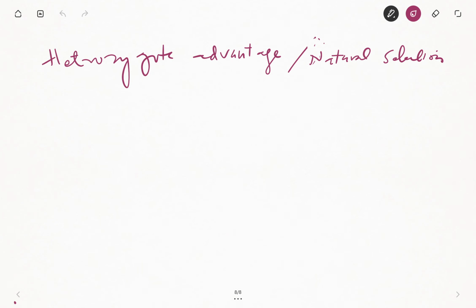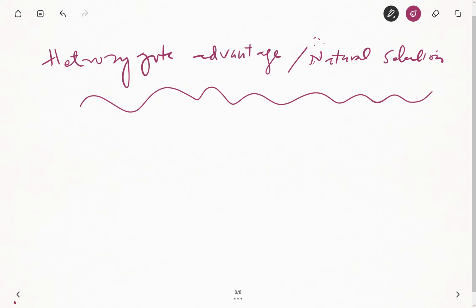One important thing: whenever we talk about autosomal recessive conditions, we talk about heterozygote advantage or natural selection. So in the general population, for an autosomal recessive condition, if you are heterozygous, meaning you are only a carrier, you have certain advantages.